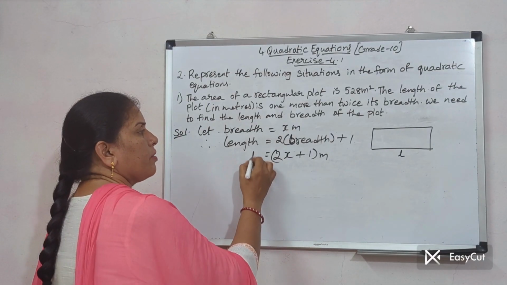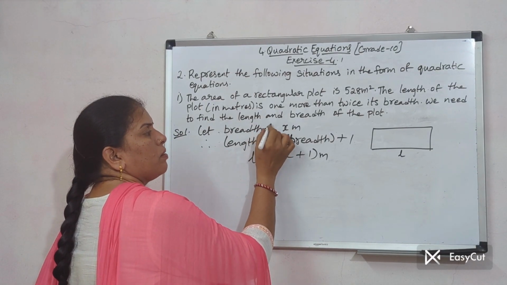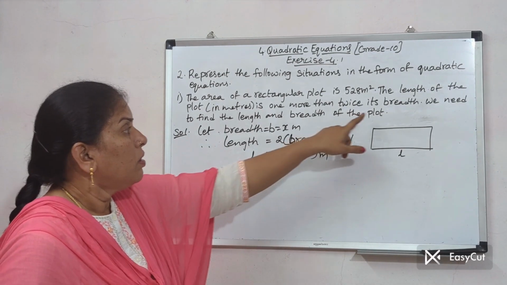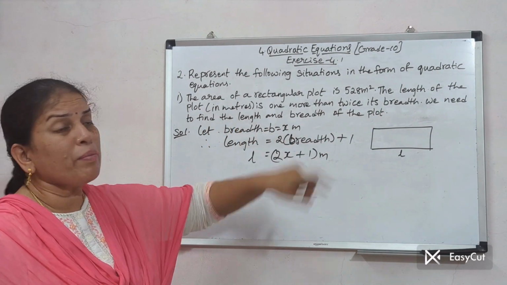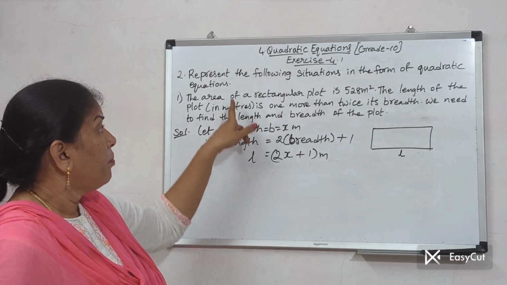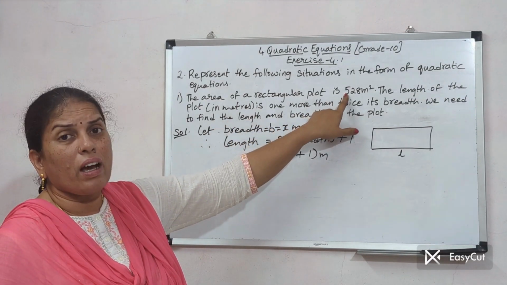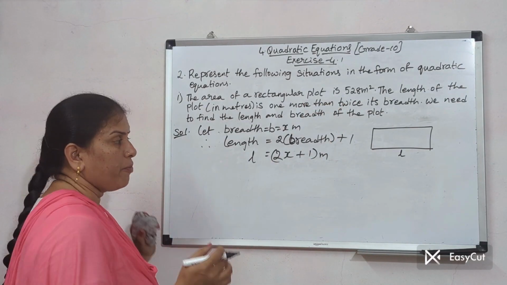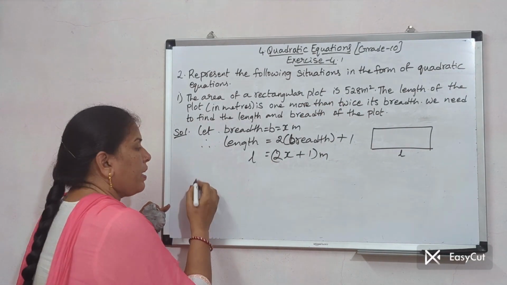This is length. This is breadth. Breadth means B letter only, no? That's right. Length, breadth we got. We need to find the length and breadth of the plot. We must find out the length and breadth. Okay. Before that, in the question they gave the area also. Area is equal to 528 meters square. Given. So we must find out the area.